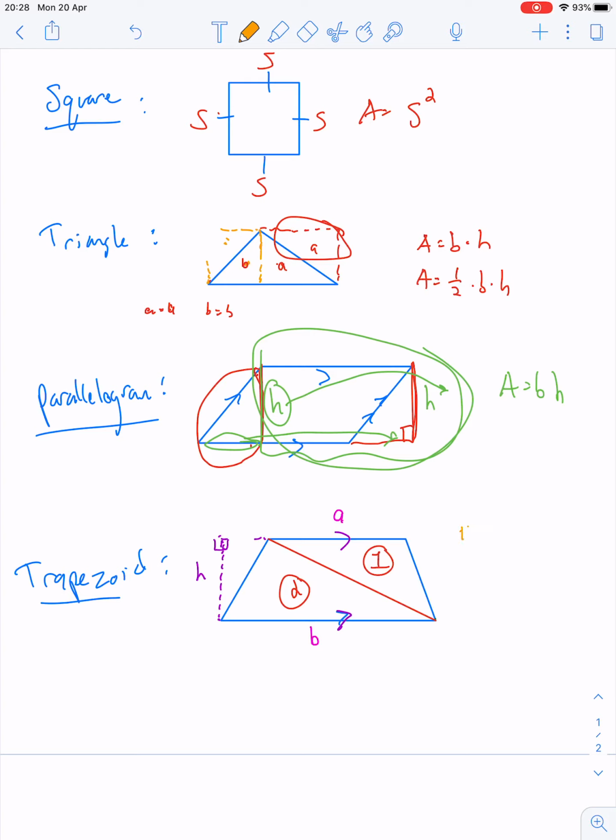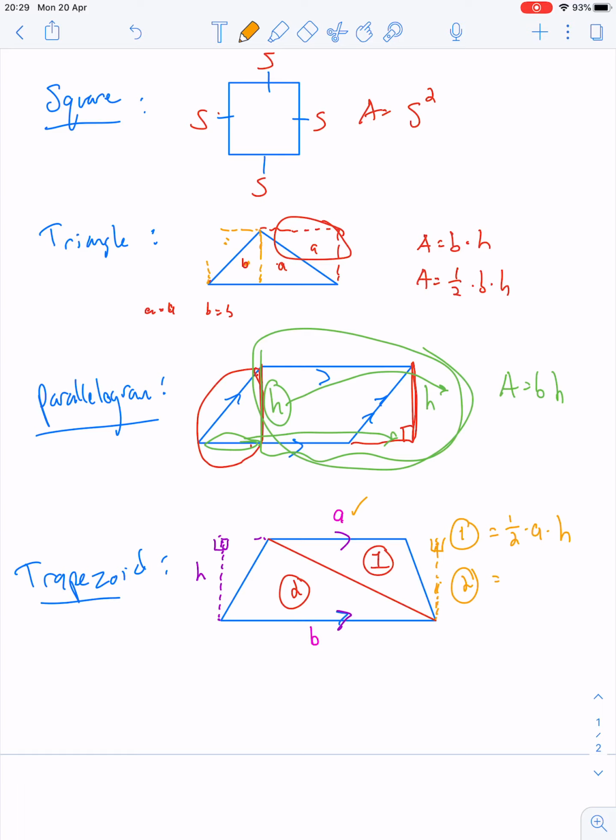do the area of triangle 1. Triangle 1 is going to equal 1/2 the base, which is A, times the height. How do we find the height? We need this. It's got to be perpendicular to the base. Do we already have that? We do. That's h. So there's 1. So now let's do 2.